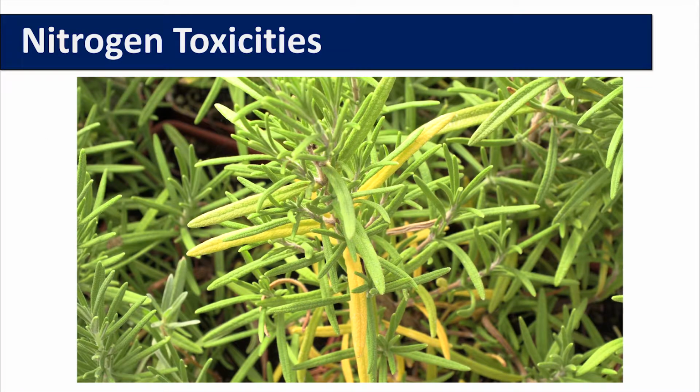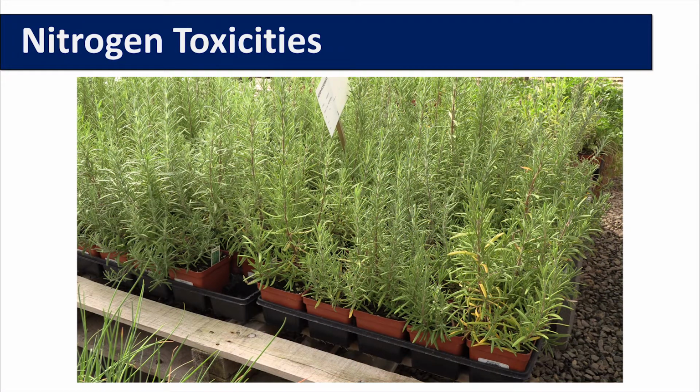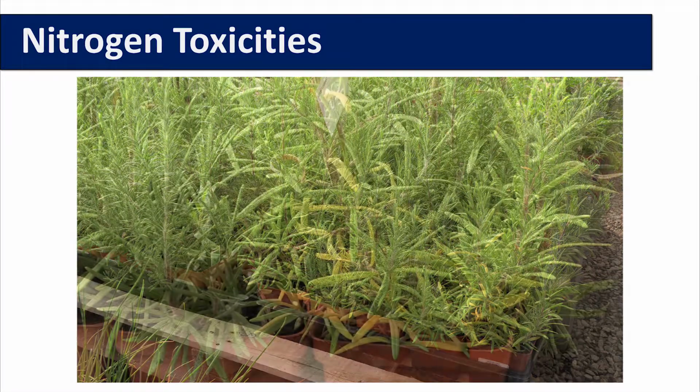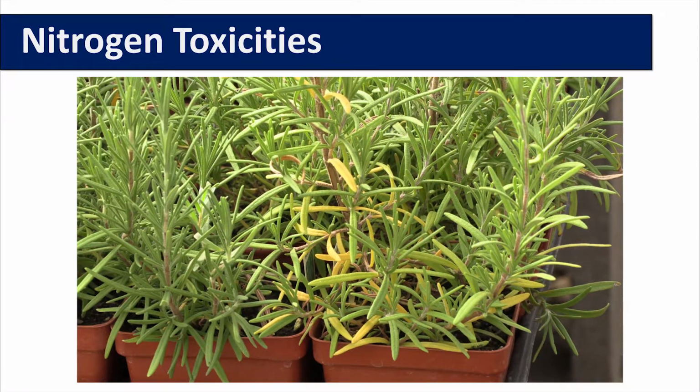Toxicity can also occur if ammonium is the predominant nitrogen form and can cause necrosis of the oldest leaves. This can occur especially in soils that have a pH below 4.5, which is very unusual, but can happen when other problems associated with acidification occur in the media.